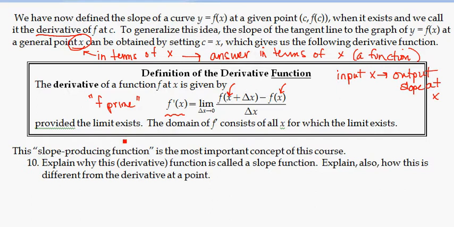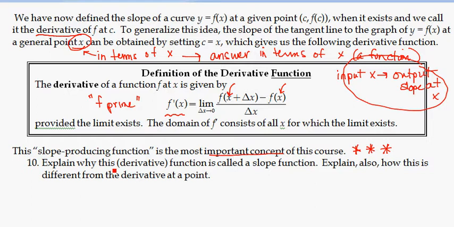Okay, so this derivative, this slope-producing function, that's what I was trying to get at here: the input takes in an x, the output spits out the slope. This slope function is the most important concept of this course. So I said this last class, and I just want to emphasize this again. This is huge. This is important. So I want to make sure you really understand this definition. I mean, if you walk away from this course and you don't understand this definition, I have failed you as a teacher.